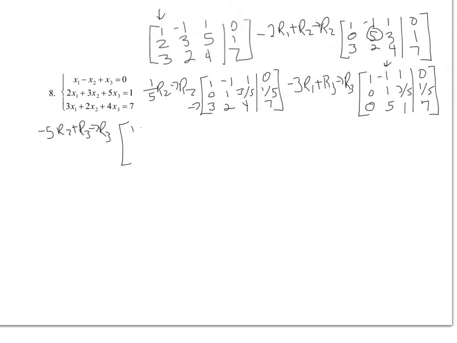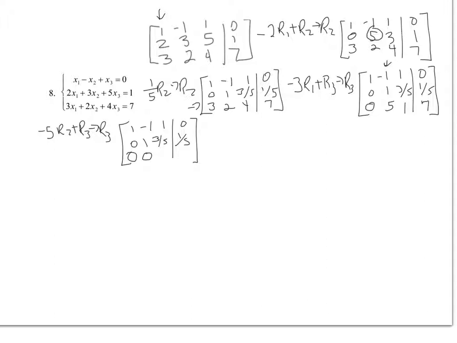Top row doesn't change. Second row doesn't change. Now for my bottom row, if I multiply row 2 times negative 5, the first element will stay 0, and 0 plus 0 is 0. Negative 5 times 1 is a negative 5, and negative 5 plus 5 is 0. That's why we chose to do this.